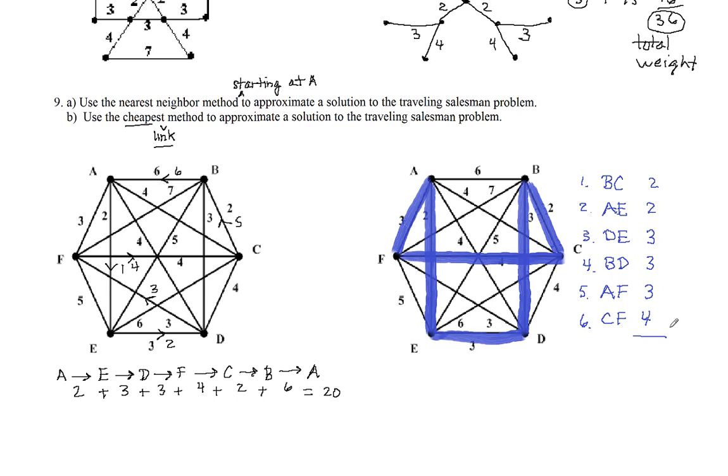And then the total weight, or the total length of that, so you got 4 there and 6 there is 10, and 7 more, that's a 17. And notice that's better than the 20 we got here.